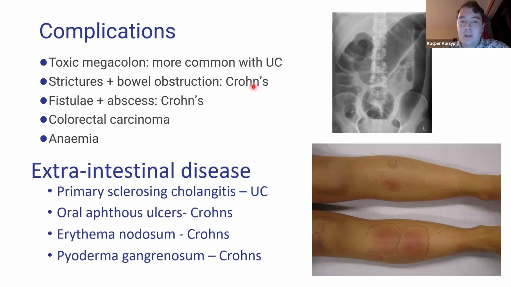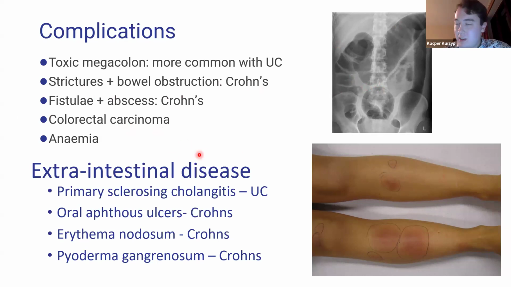Now, in Crohn's, we can see strictures. We can see bowel obstruction potentially. Again, fistulae and abscesses. And an important thing to note, both ulcerative colitis and Crohn's disease are a risk factor for colorectal carcinoma.